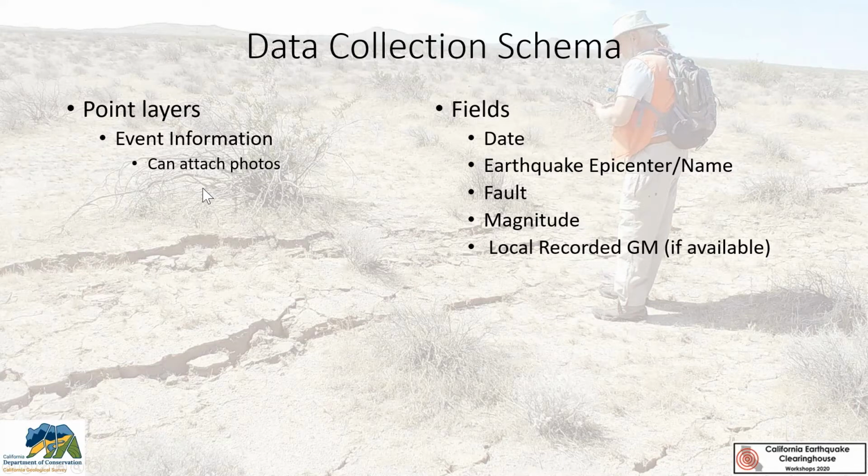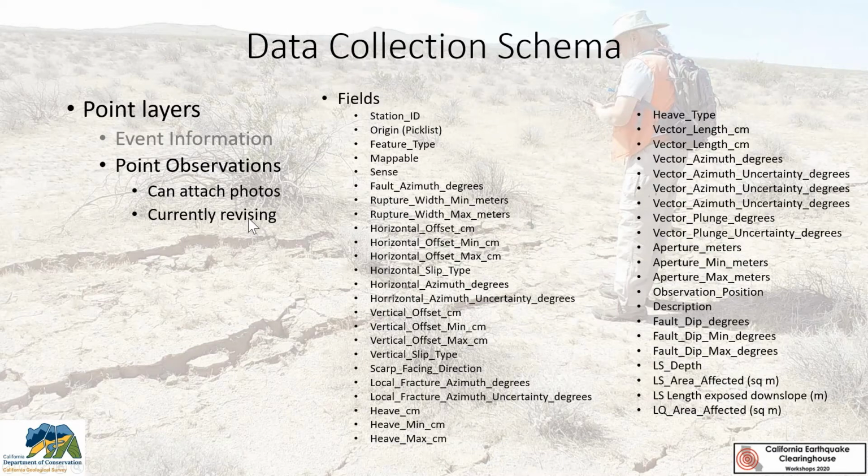We have a combination of points, lines, and polygons. And for each of the events, or each of the features that the geologist is collecting, you can attach photos to each one of these. So the first layer is a point layer, and it's called event information. And this is information that I or another GIS analyst would fill out before our geologists head out into the field. And that just gives the location, the magnitude, the date, and time of the particular event.